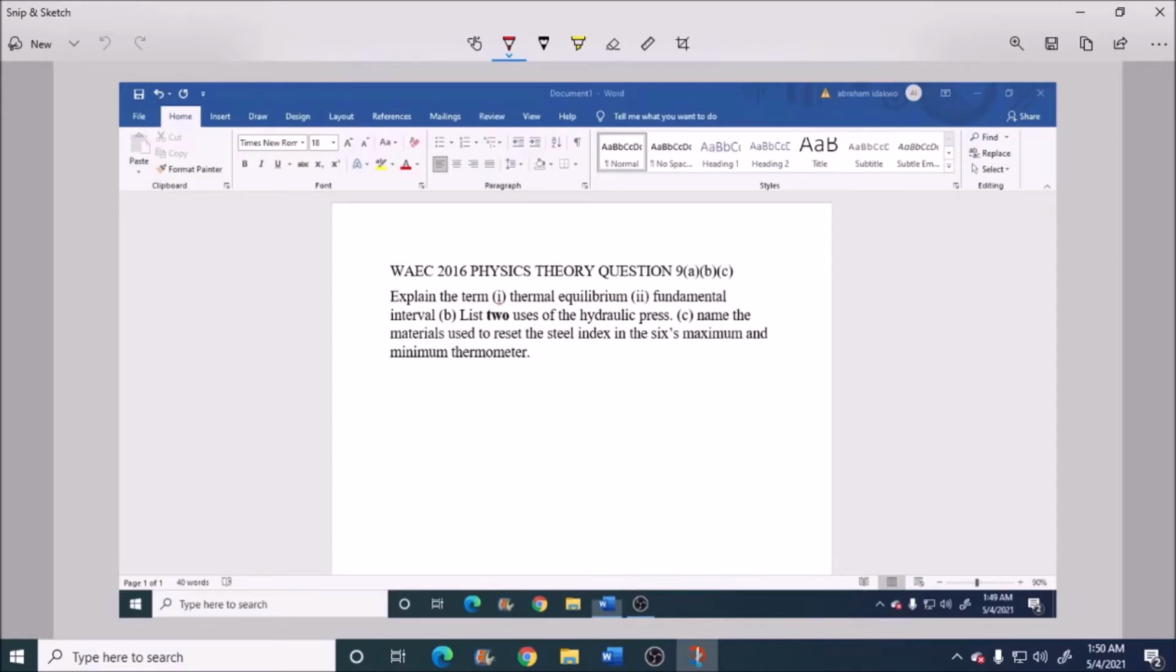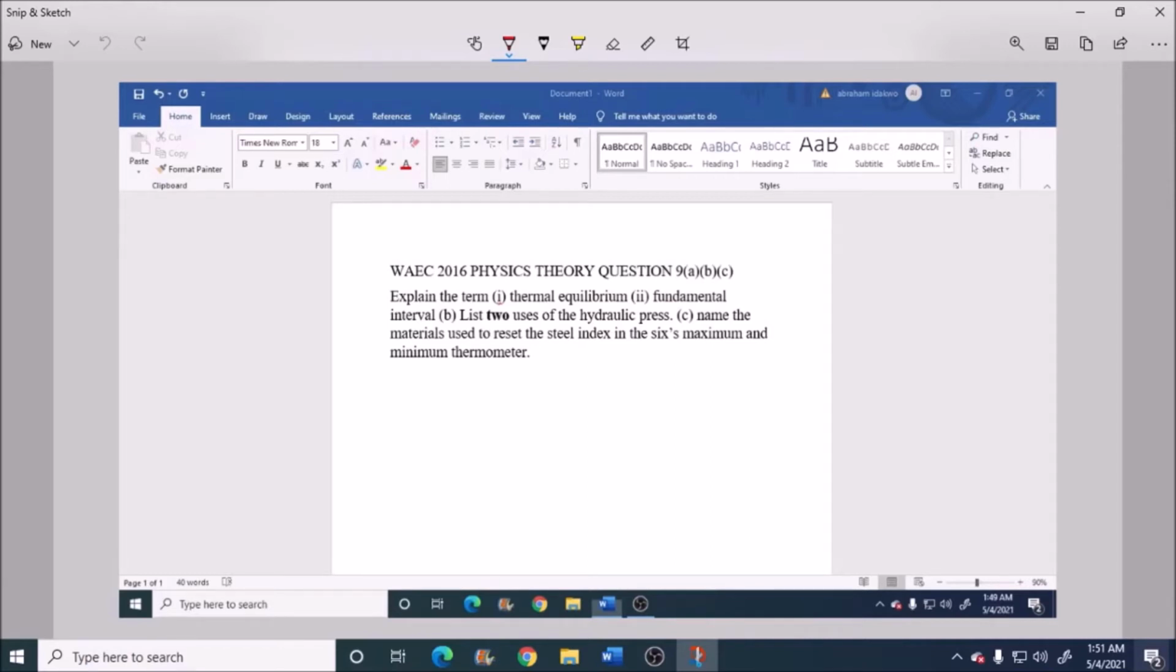Fundamental interval is the difference in temperature between the lower fixed point, that is the temperature of melting ice at standard atmospheric pressure, and the upper fixed point, that is the temperature of steam at standard atmospheric pressure. So fundamental interval is the difference in temperature between the lower fixed point and the upper fixed point. All right, then let's put down a few things about thermal equilibrium.